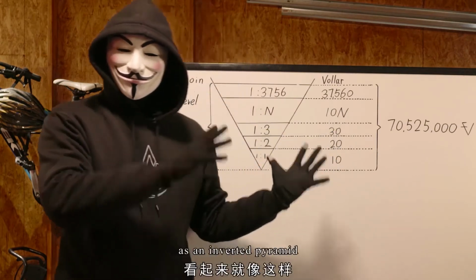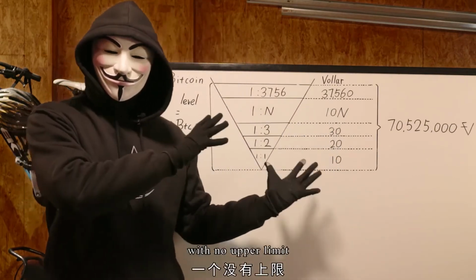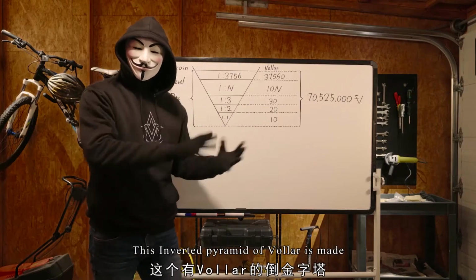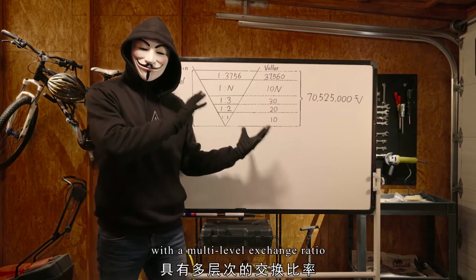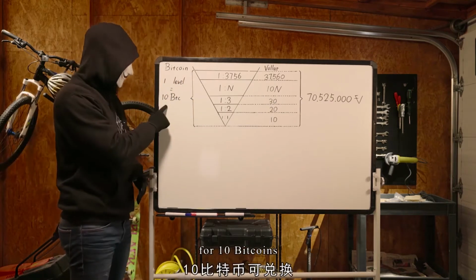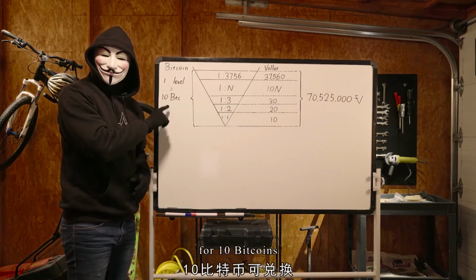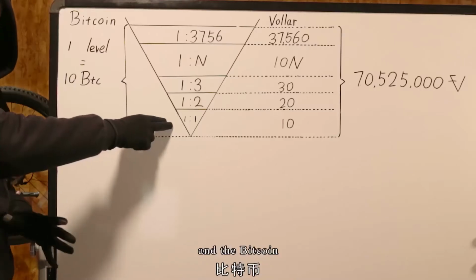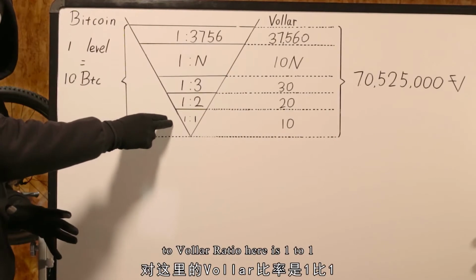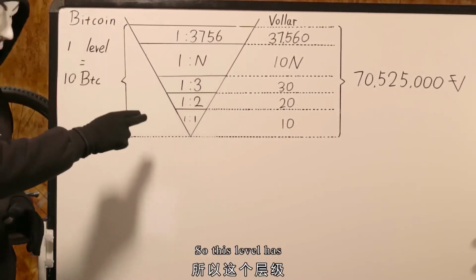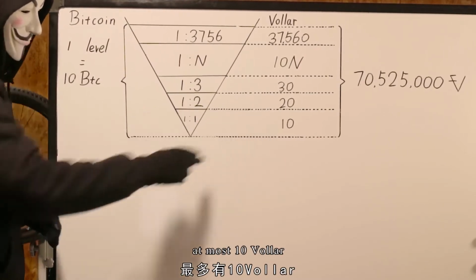We can imagine it as this inverted pyramid with no upper limit, just like this. And this inverted pyramid of Voller, it's made with a multi-level exchange ratio. Every level has enough funds for 10 Bitcoins. The bottom level is level 1. The Bitcoin to Voller ratio here is 1 to 1, that is 1 Bitcoin to 1 Voller. So this level has at most 10 Voller.